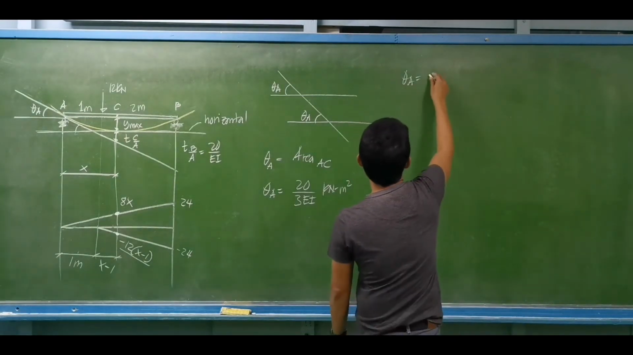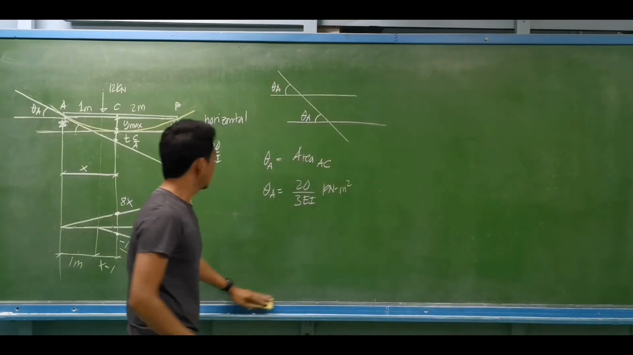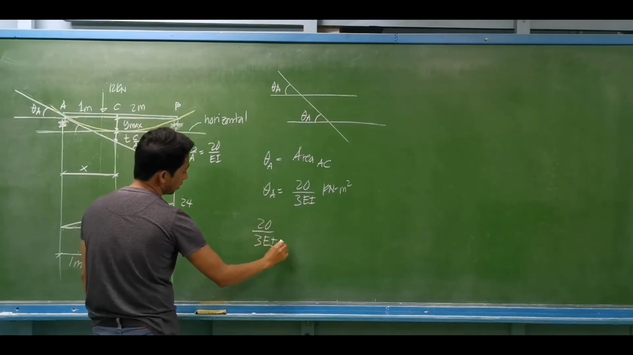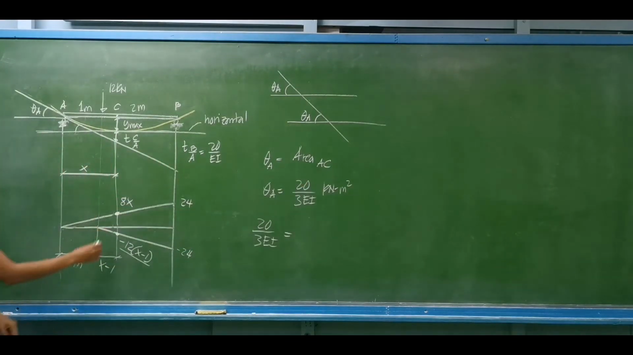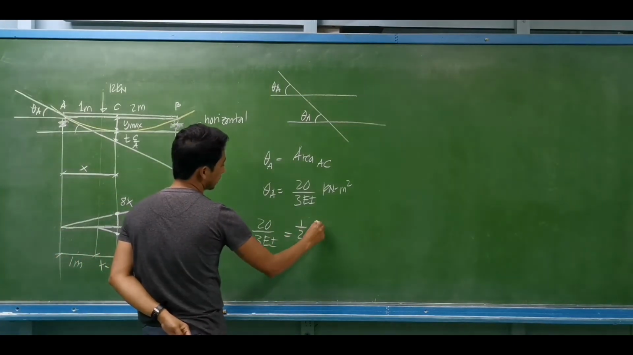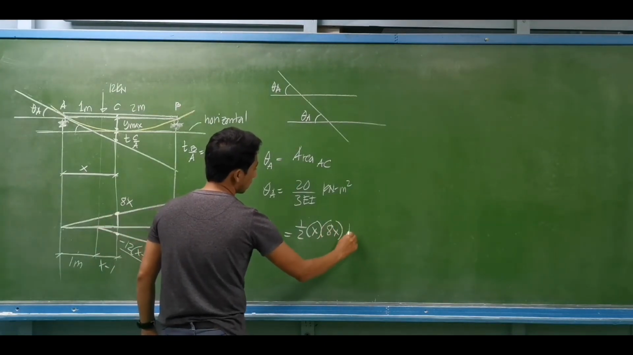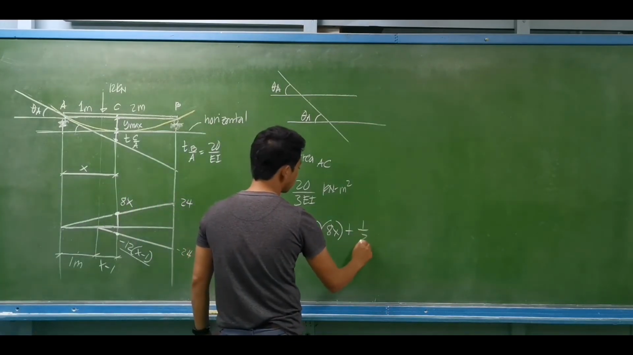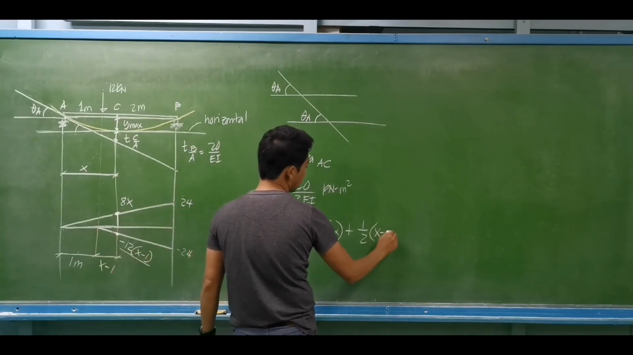So what is the positive area? What is equivalent of theta sub A? This is 20 divided by 3 EI, equal to area of the moment diagram from A to C. Okay, positive. What is this distance? We have 1/2, the base is x. Ano yung kanyang height? We have 8x. Okay, plus, how about the negative area? The negative area, we have 1/2. What is the base? What is this distance? That is the same as x minus 1.